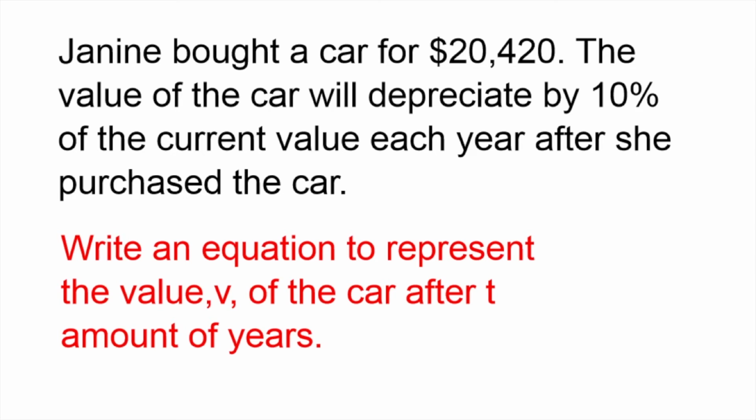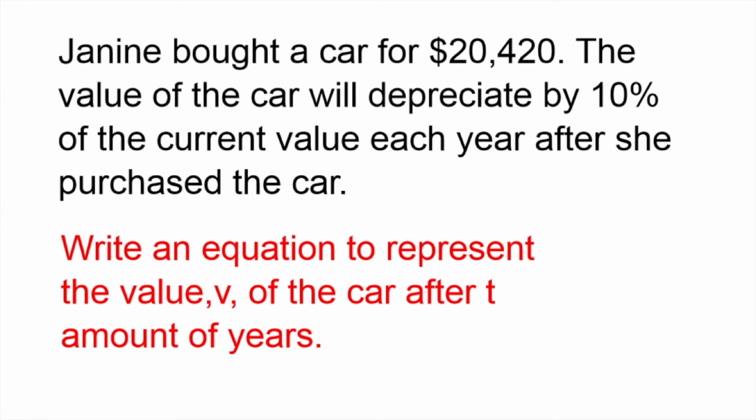Now we will be doing another word problem. Janine bought a car for $20,420. The value of the car will depreciate by 10% of the current amount each year after she purchased the car. So we have to write an equation to represent the value V of the car after T amount of years. So V is going to be the value of the car and the T variable is going to represent the amount of years.